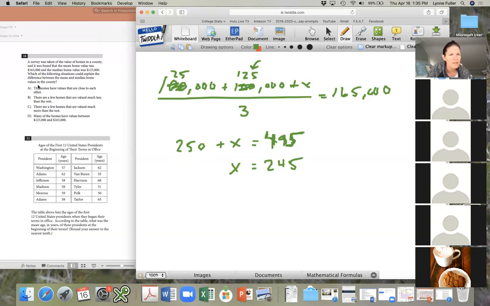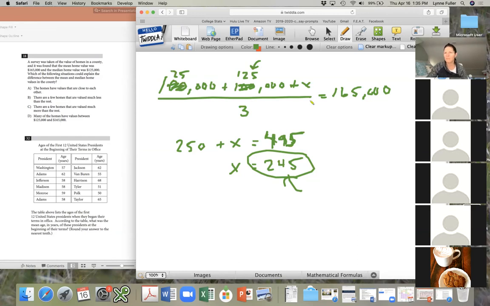So if we look at the choices here, the homes have values that are close to each other. Well, not necessarily. This one's almost double. There are a few homes that are valued much less than the rest. Well, we don't know that. I mean, you could have multiple data points that are pretty similar. There are a few homes that are valued much more than the rest. True, that could totally be the case here. Many of the homes have values between 125 and 165.